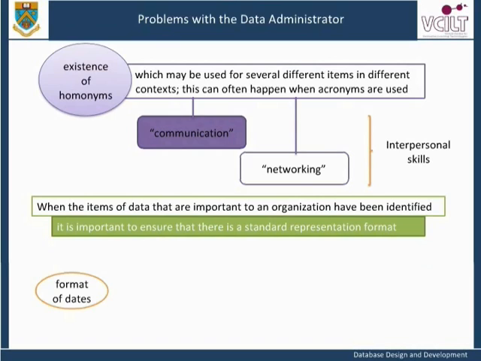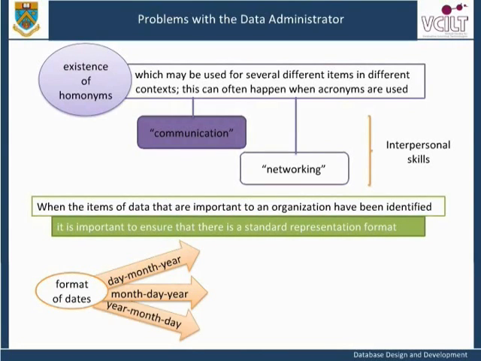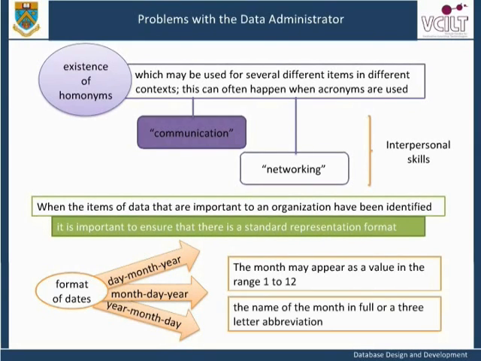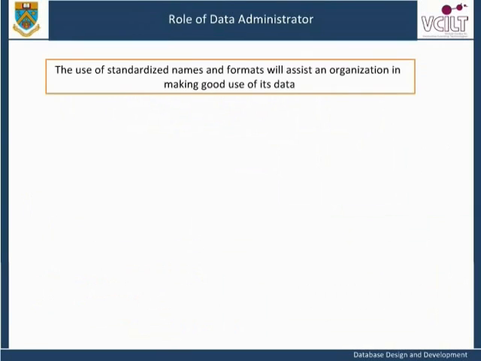The format of dates is a typical example of an item of data with a wide variety of formats. The range of date formats includes day month year, month day year, year month day, etc. The month may appear as a value in the range 1 to 12, as the name of the month in full, or a 3-letter abbreviation. These formats can be varied by changing the separating character between fields from a hyphen to a slash, full stop, or space. The use of standardized names and formats will assist an organization in making good use of its data.